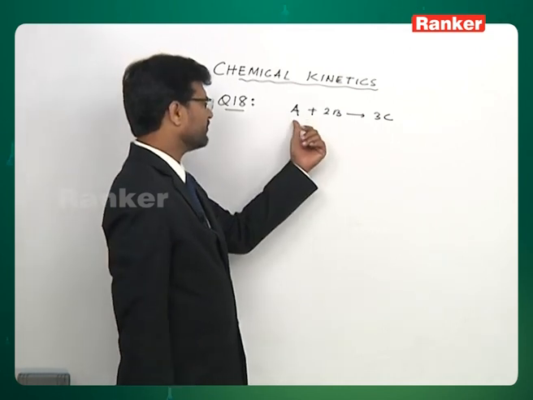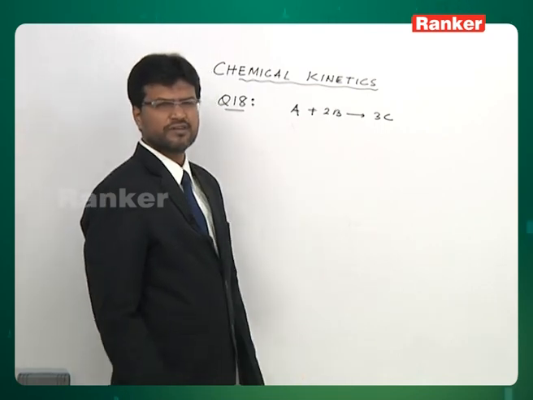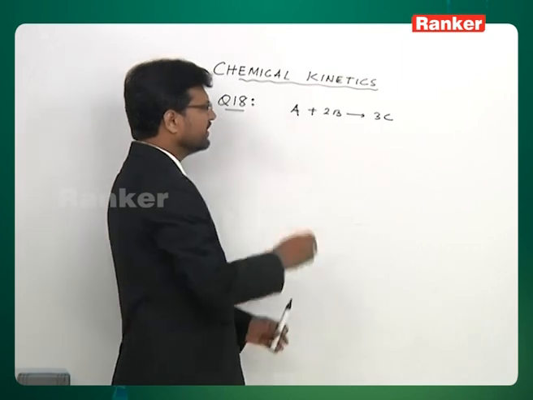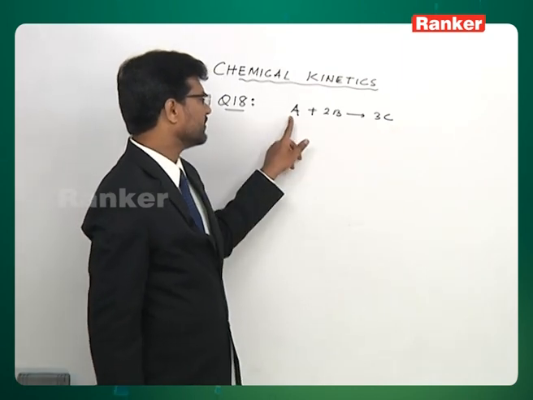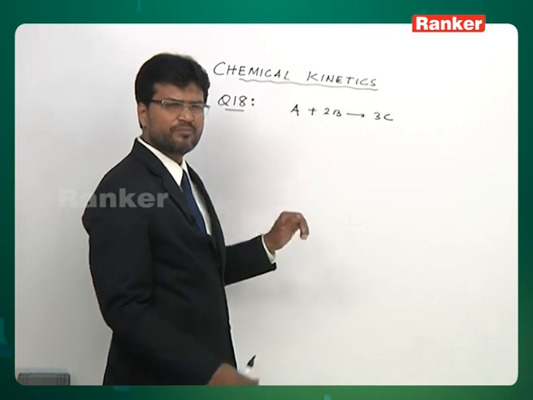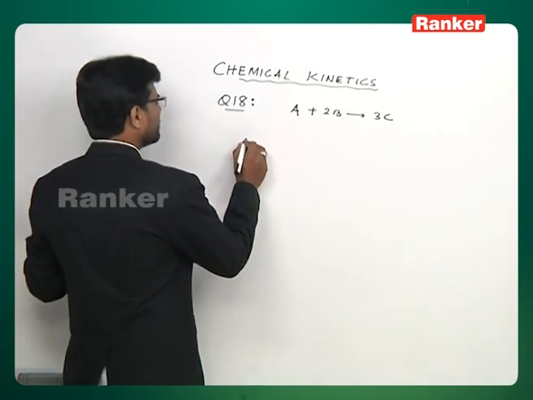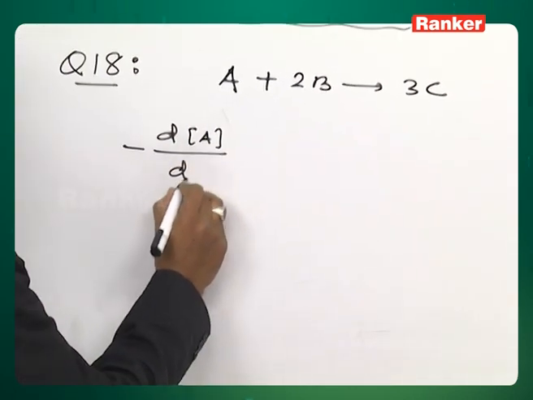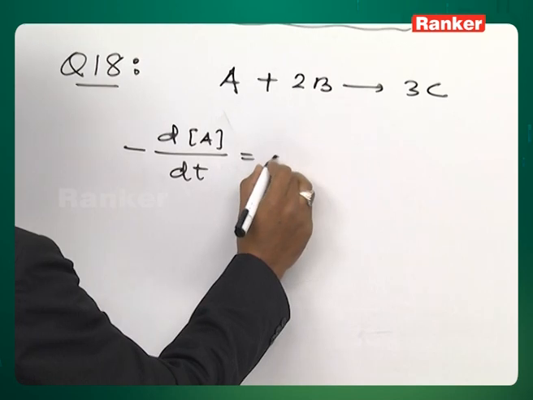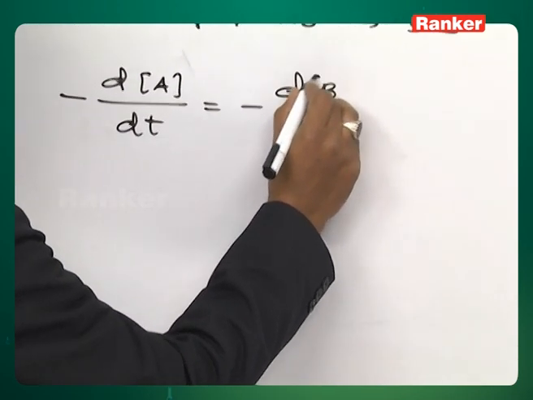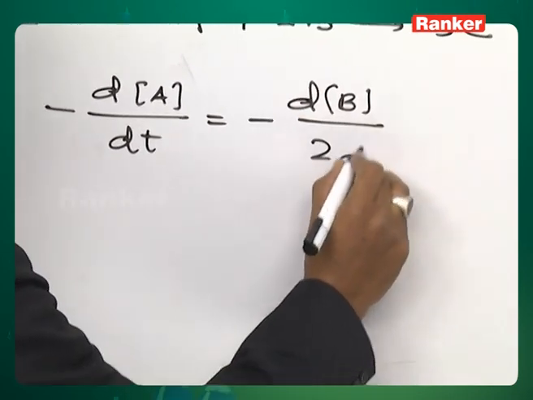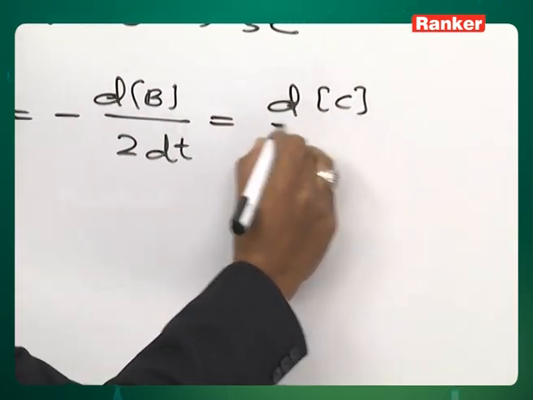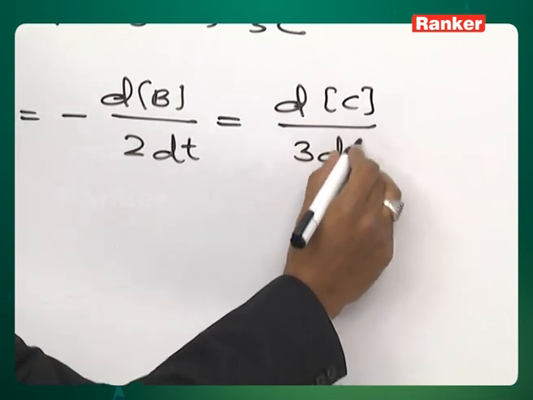For every 1 mole of A disappearing, 2 moles of B disappear. So the rate of disappearance of B is twice the rate of disappearance of A, and the rate of appearance of C is 3 times the rate of disappearance of A. So what you can write is minus dA by dt is equal to minus dB by 2 dt, and this is equal to dC by 3 dt.